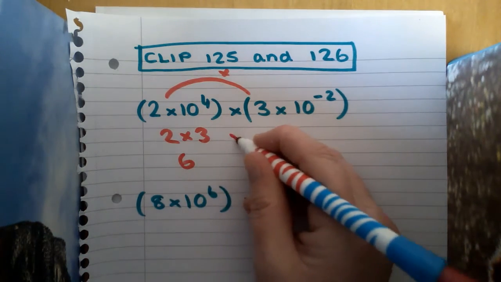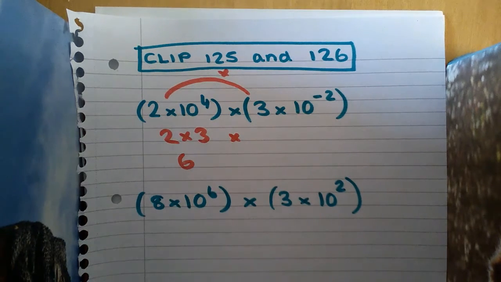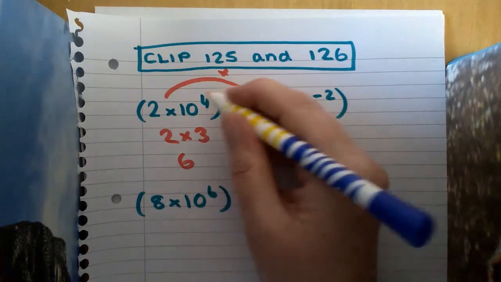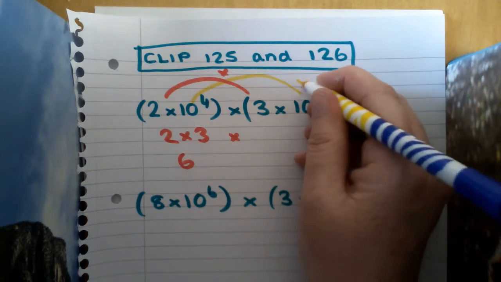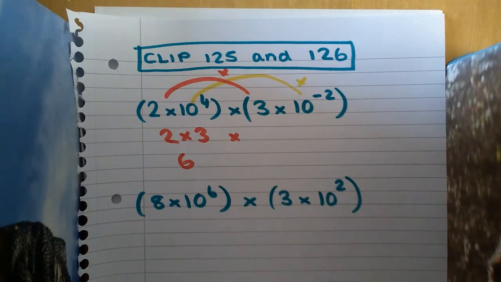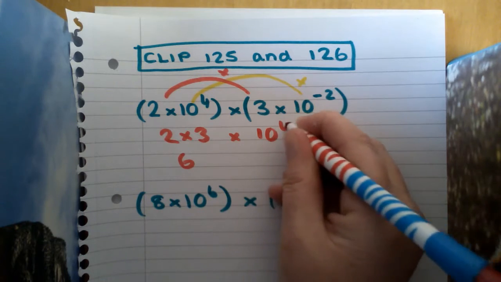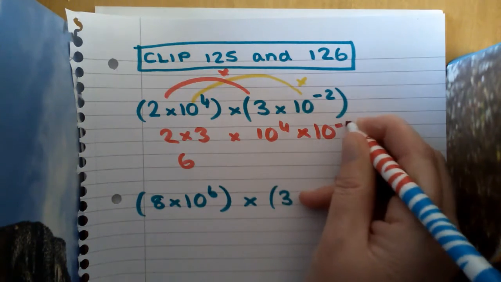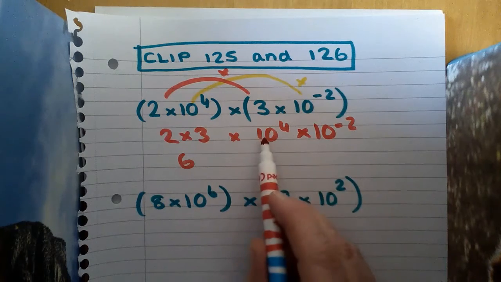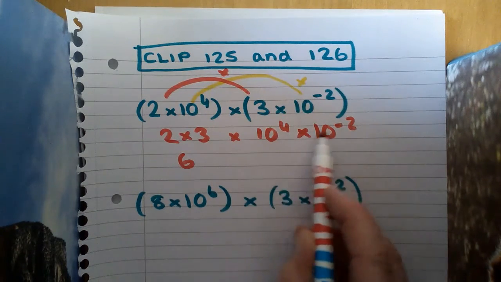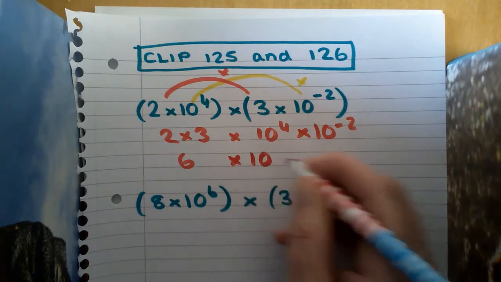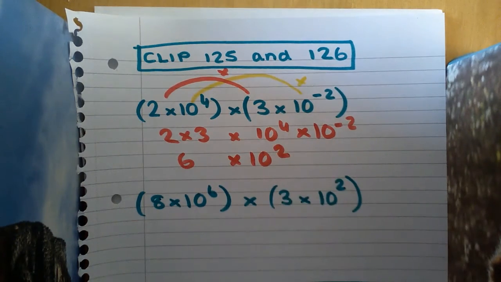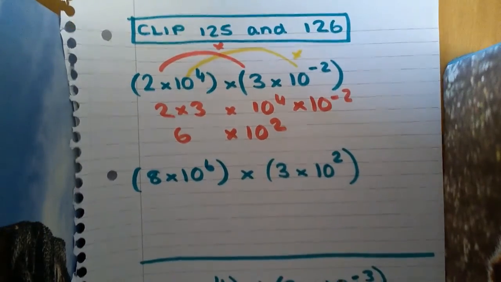The second thing we do is we multiply the indices together. So we end up with 10 to the power 4 times by 10 to the minus 2. And again, remember, when we did the adjustment, to get these, we add them together. So that gives me 6 times 10 to the power 2. Okay, so that's the first one.